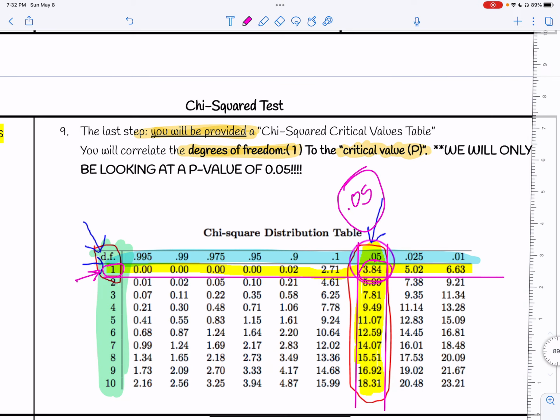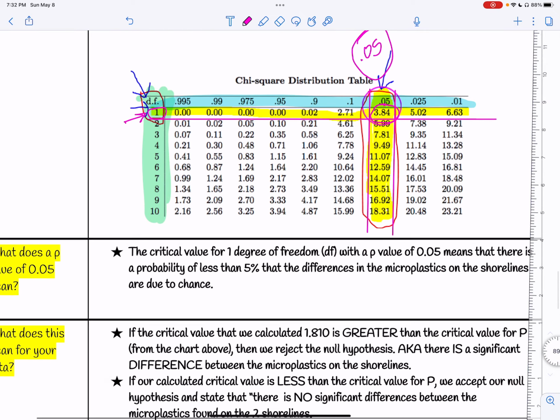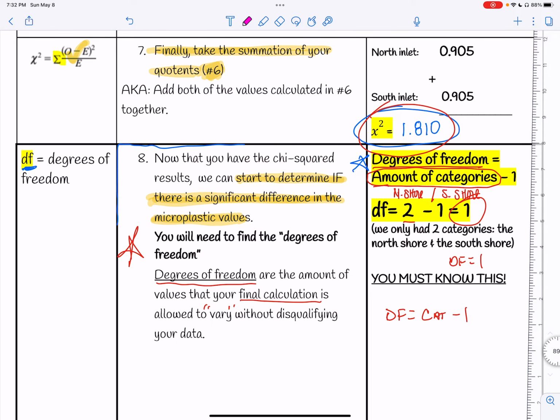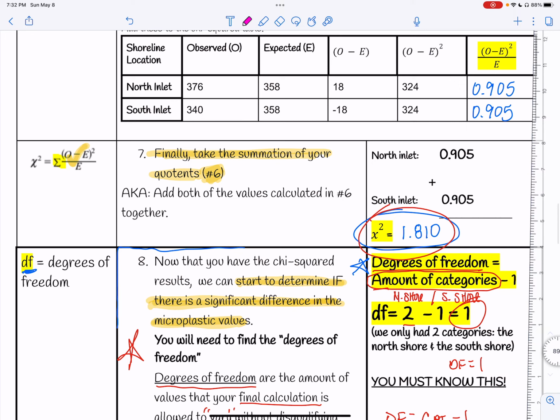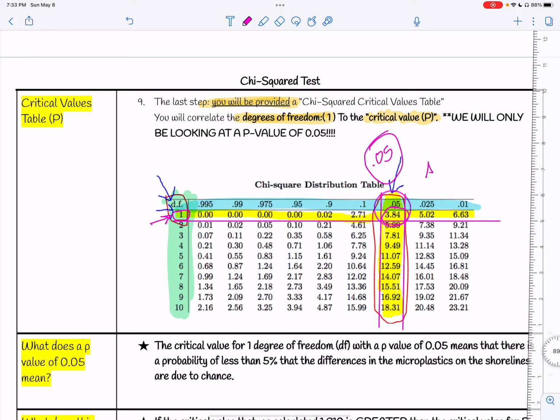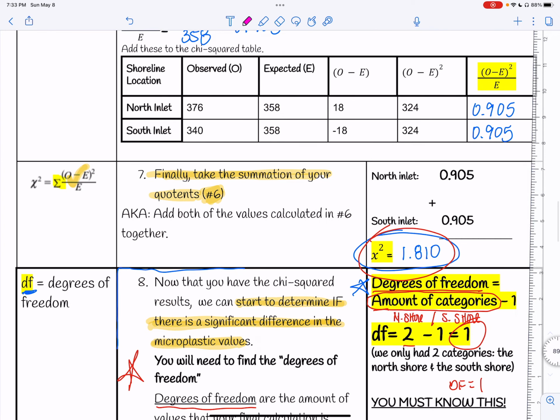So 3.84 is what the chi-squared says your value is allowed to deviate at. And remember, our calculated value was 1.810. So that's literally how much our calculated values deviated. The standard here says that at that degree of freedom, with 5% probability, values are allowed to deviate up to 3.84. And we got 1.81.